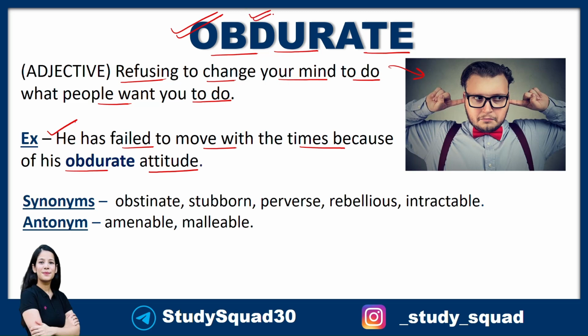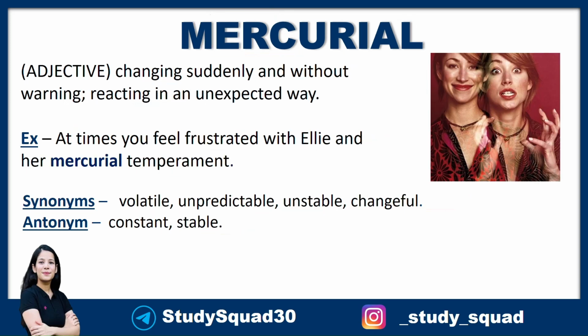Coming to the synonyms, we have obstinate, stubborn, perverse, rebellious, and intractable. And antonyms here are amiable, which means somebody who is willing to change, and malleable. Okay, next word for us is mercurial.